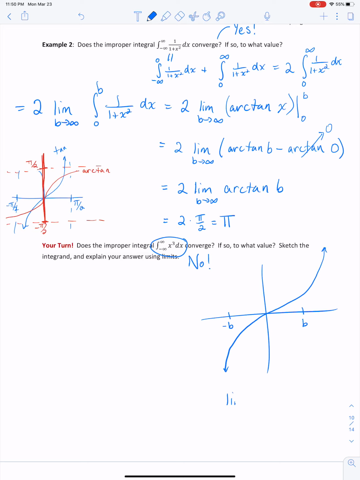So if you think about the limit as b goes to infinity of the integral from minus b to b of x cubed dx, x cubed is an odd function, so the signed area for any b is equal to 0, and so the limit as b goes to infinity is also 0, and this is not equal to the improper integral that we're interested in.